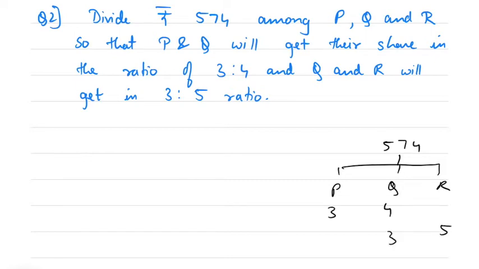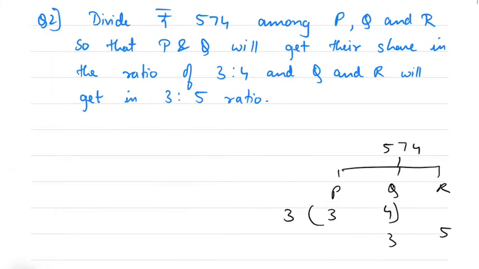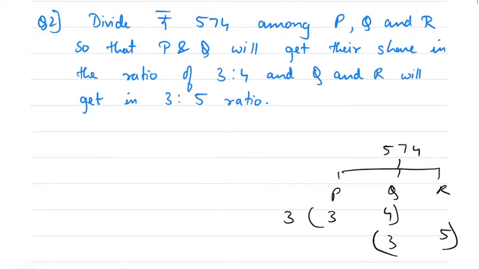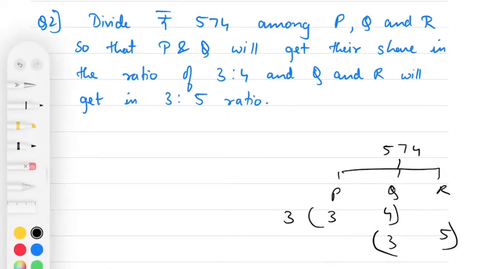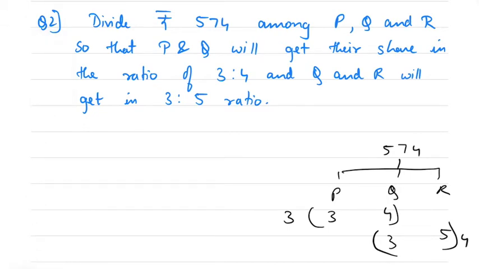Again, in this case you have to make sure that Q's ratio is same. So what you will do, multiply the first ratio with the first term of the second ratio, which is 3. So multiply the first ratio with 3 and multiply the second ratio with the second term of the first ratio, which is 4.